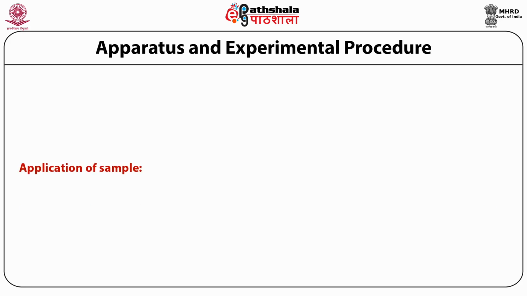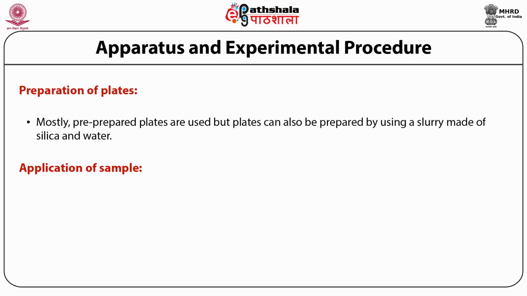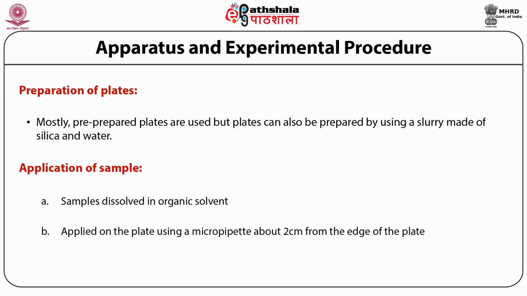So the first step would be the preparation of plates, as I've already discussed. You can either make your own plates or you can have pre-prepared plates bought from a company. And in both cases, a slurry made of silica and water is spread onto these plates. So silica is the adsorbent and the stationary phase in any of those TLC plates. The sample is dissolved in organic solvent and applied on one edge of the plate using a micropipette. About 12 to 15 samples can be applied as discrete spots on one TLC plate.